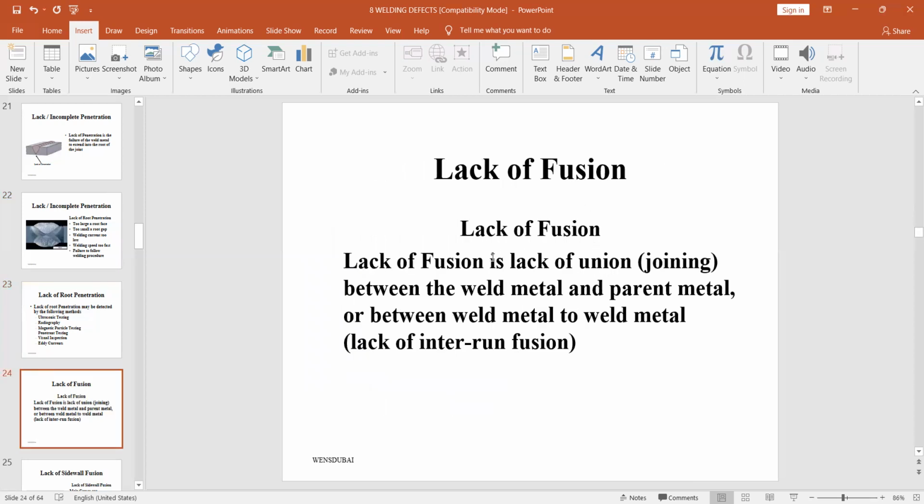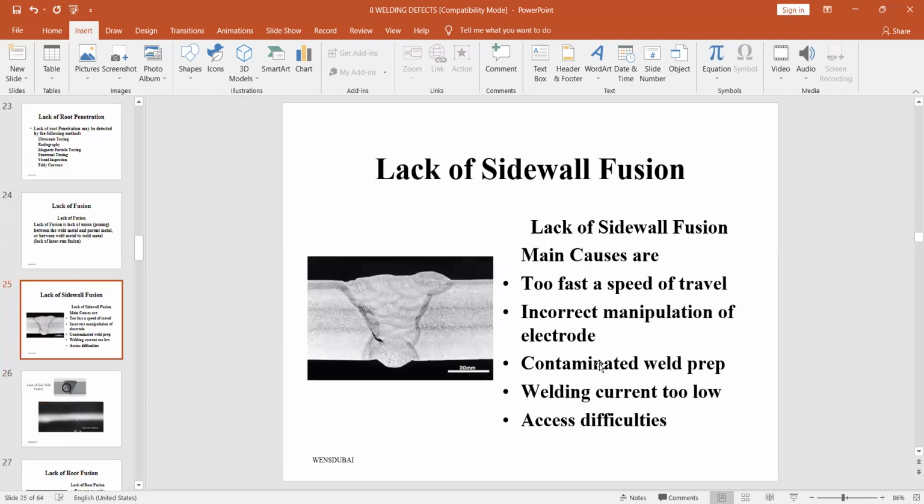So this lack of fusion is a lack of joining between the weld metal and parent metal, or between weld metal to weld metal, lack of inter-run fusion. So basically there are two types of lack of fusion. One is, see here, this is the base metal and this is the weld metal. And if these two not joined or not fused together, we can say lack of fusion.